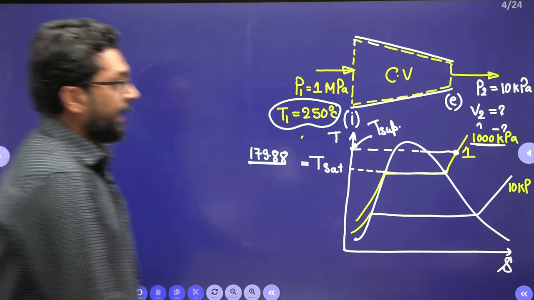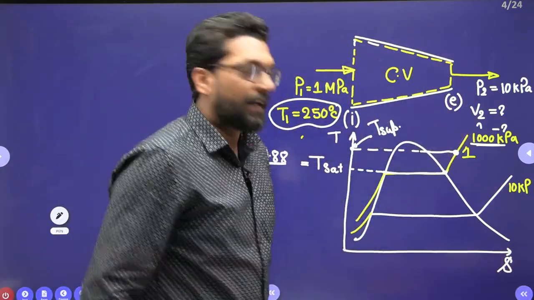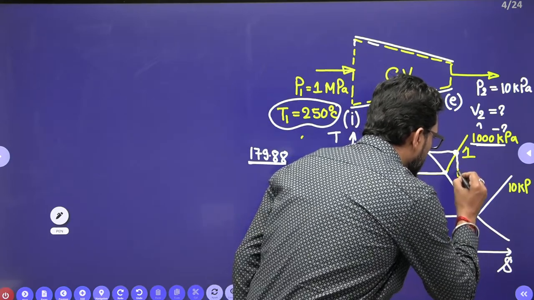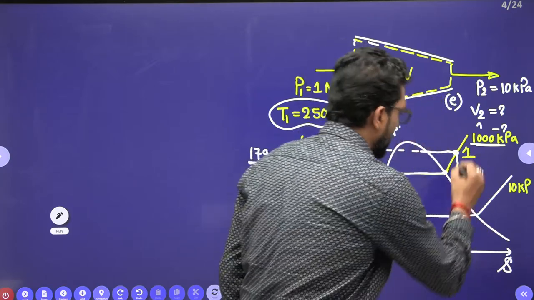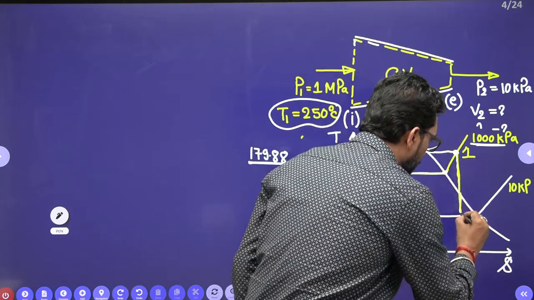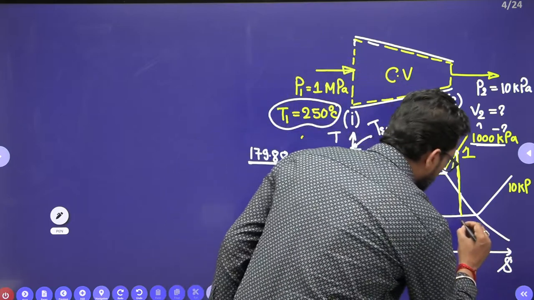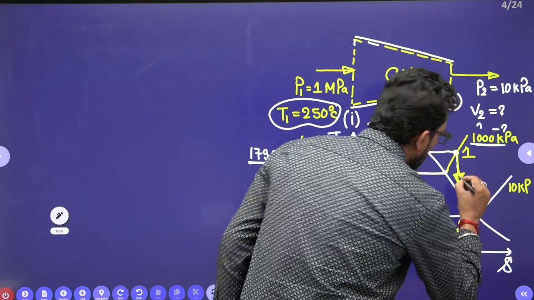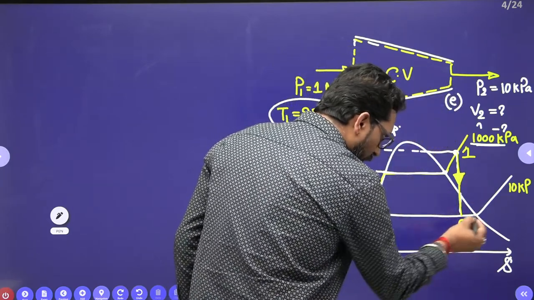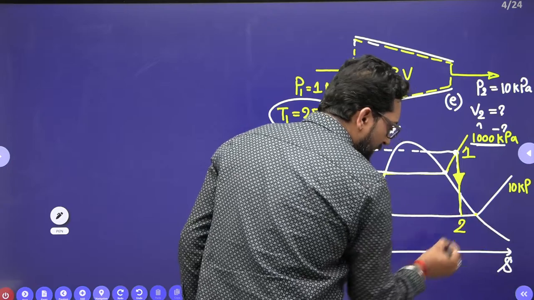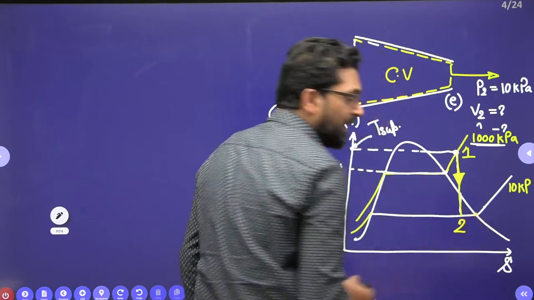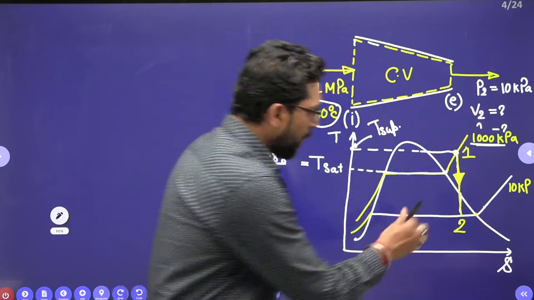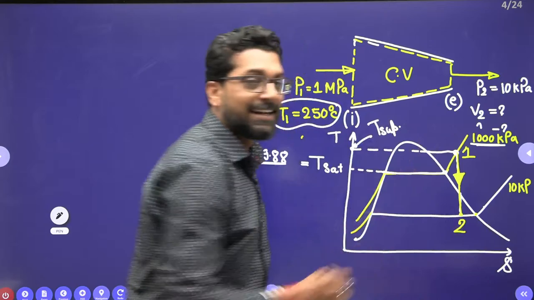Now, it expands isentropically, so it is in the vertical direction. Let's suppose this is our vertical direction, expansion isentropically. Now, if this is your 2 and this is your isentropic expansion, how can you say that 2 is in the wet region? It may be at saturated vapor, or it may be superheated. Why? Because if one point is there, it may be this one.